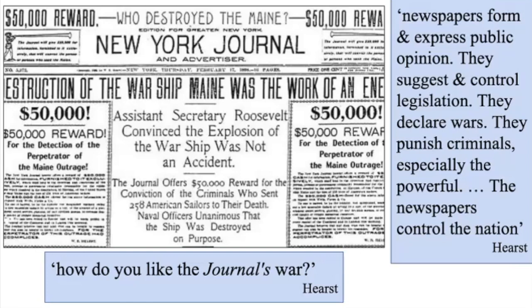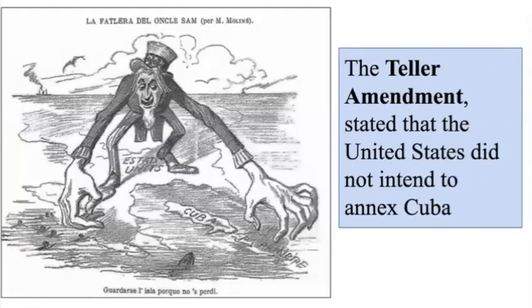Hearst bragged, "Newspapers form and express public opinion. They suggest and control legislation. They declare wars," the newspapers. "They punish criminals, especially the powerful. The newspapers control the nation." And once war was declared with Spain, Hearst asked his readers, "How do you like the journal's war?" T. Roosevelt and Hearst got their way.